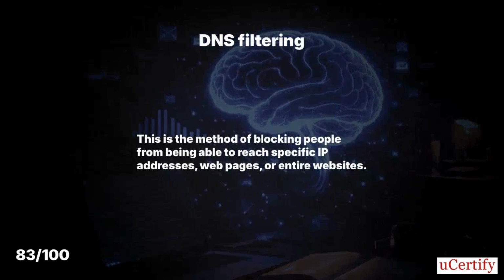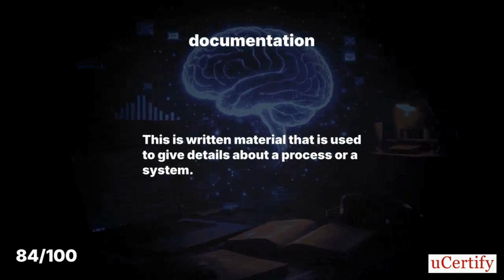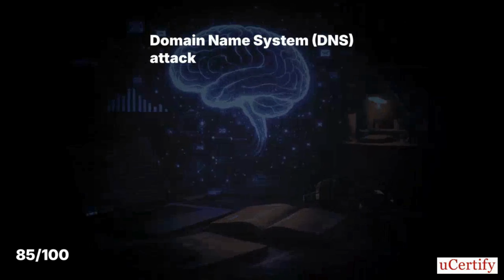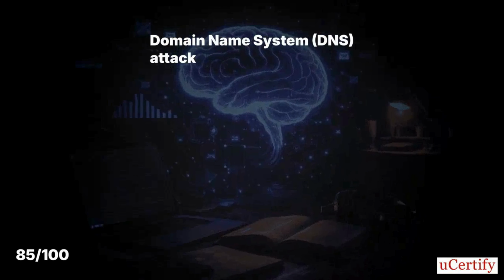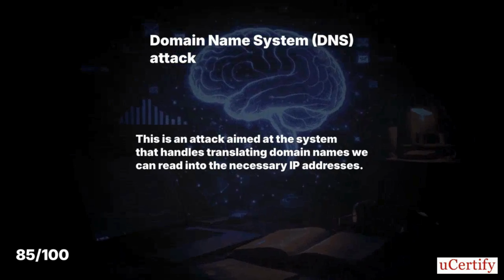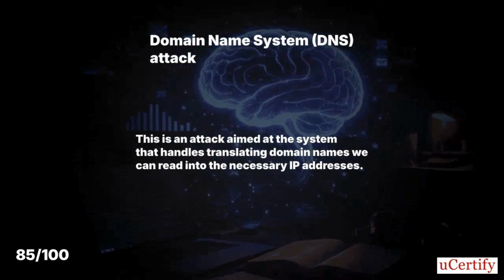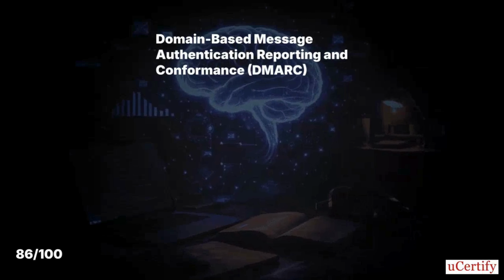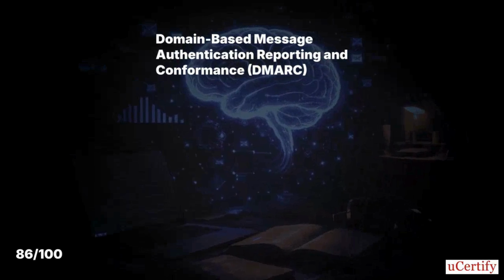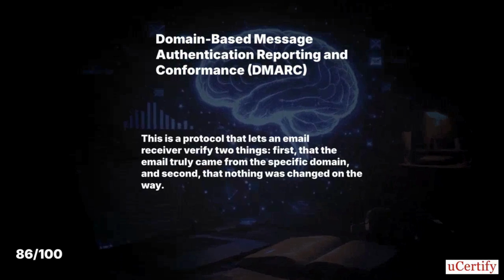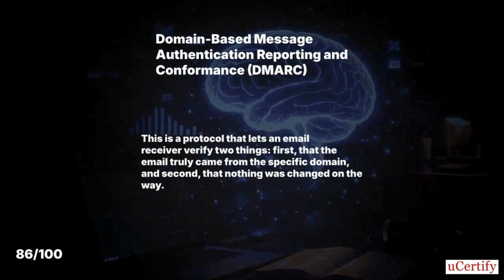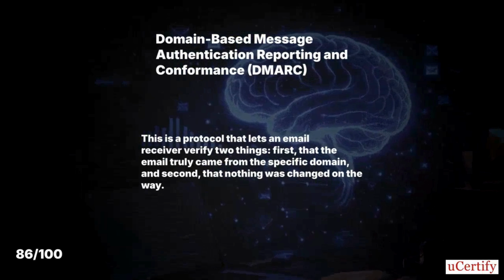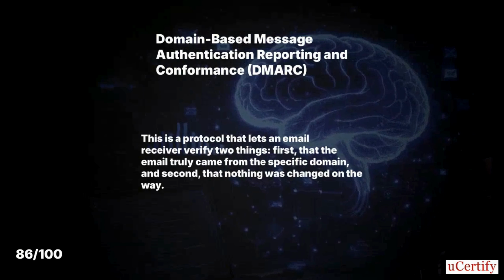Documentation. This is written material that is used to give details about a process or a system. Domain name system, DNS attack. This is an attack aimed at the system that handles translating domain names we can read into the necessary IP addresses. Domain-based message authentication reporting and conformance, DMARC. This is a protocol that lets an email receiver verify two things. First, that the email truly came from the specific domain, and second, that nothing was changed on the way.